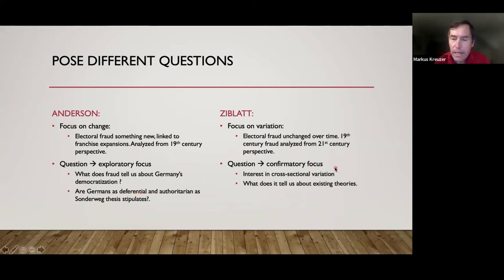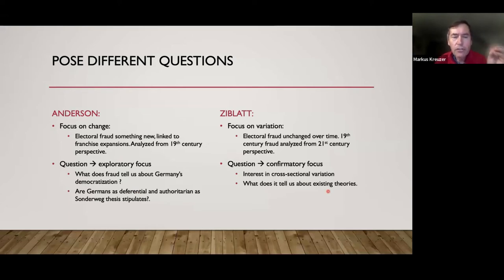For Ziblatt, on the other hand, the focus is much more confirmatory, right? So he's interested in this cross-sectional variation and is using the 19th century to test existing theories and come up with alternative explanations. So this difference between exploration and confirmation is really at the heart of historical thinking. And that's the key contribution.